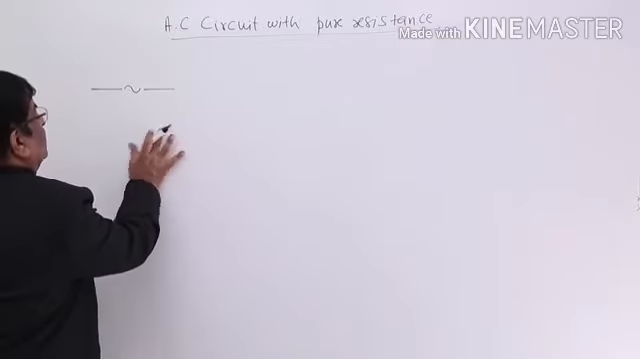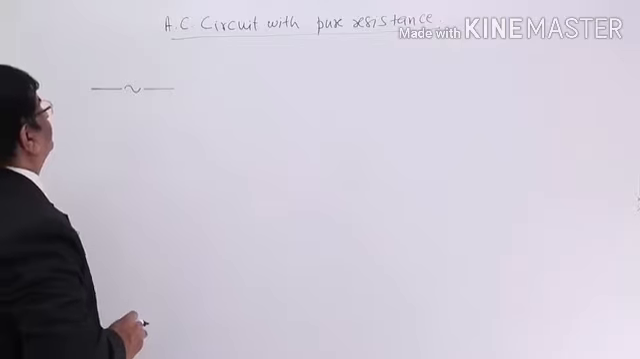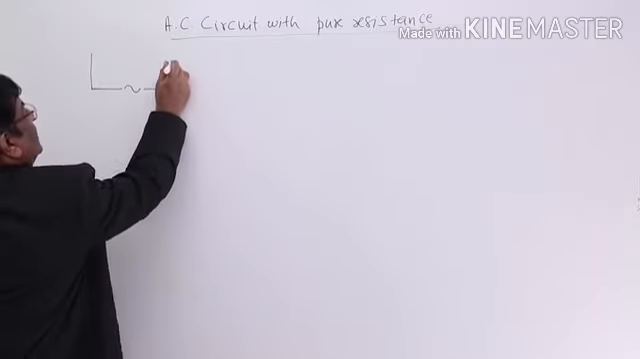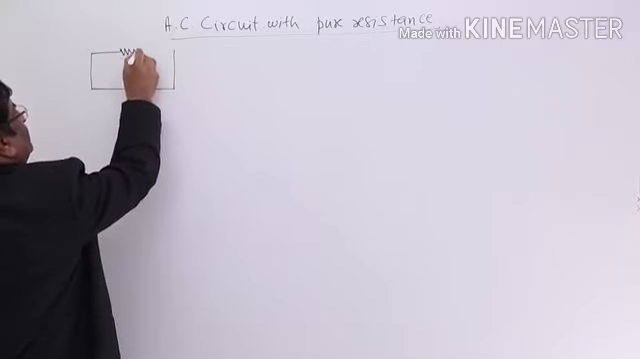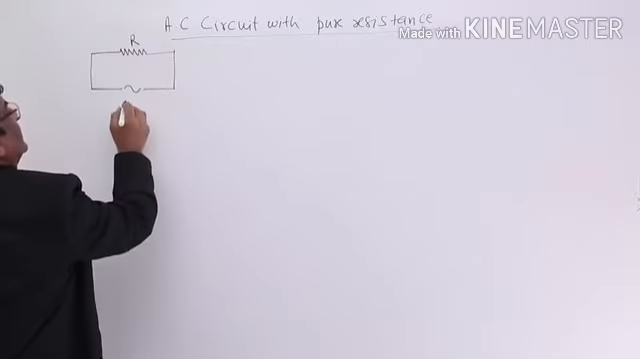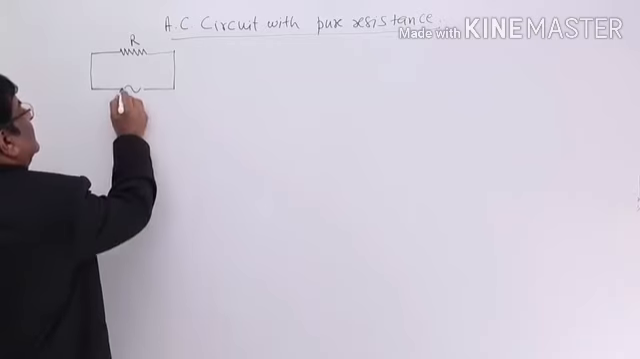So this is alternating voltage here. Now this potential difference, EMF, is connected to a resistance. So this is the very basic and fundamental representation of an AC circuit with resistance. Here we are supplying EMF.